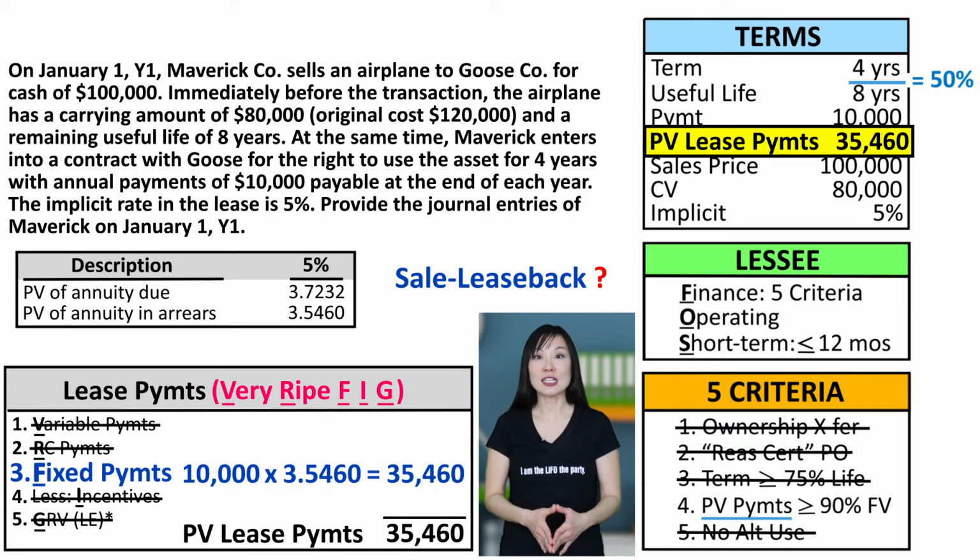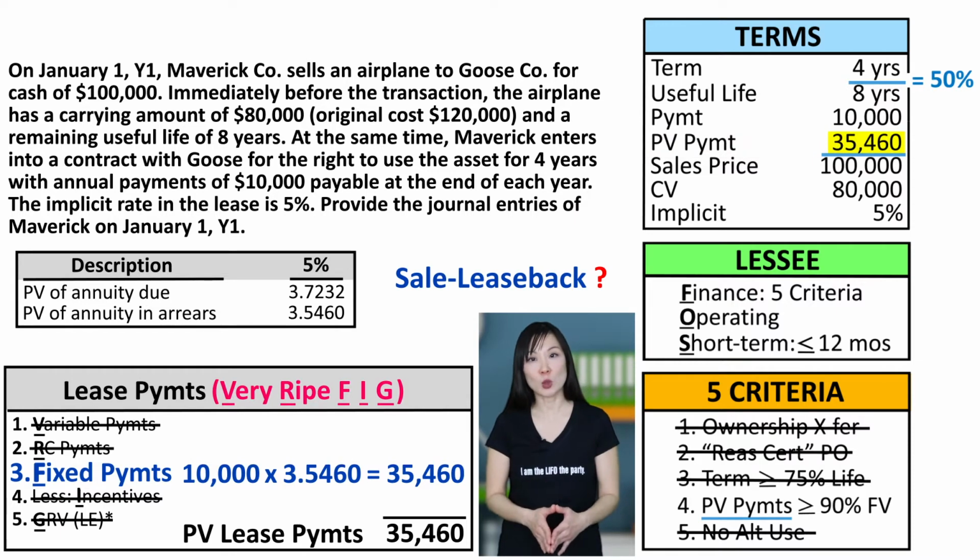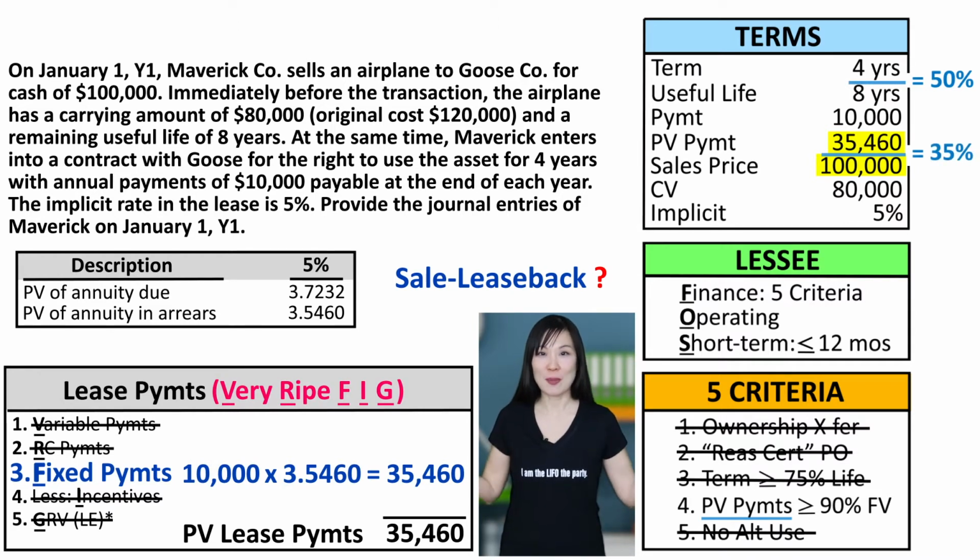For the 90% test, we divide by the fair value. Here, we use the current sales price as fair value, $100,000, which equals 35%. That's less than 90%. We did not hit criteria 4. We missed all 5 criteria. This is not a finance lease.